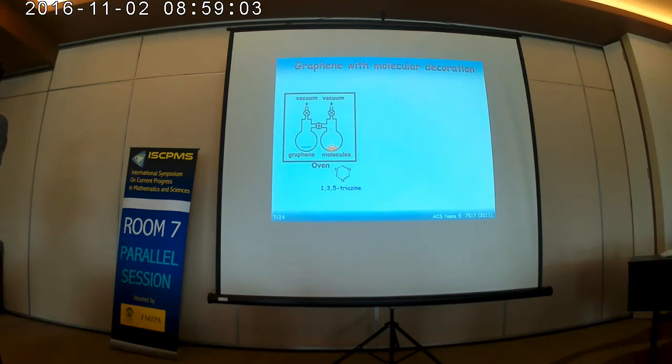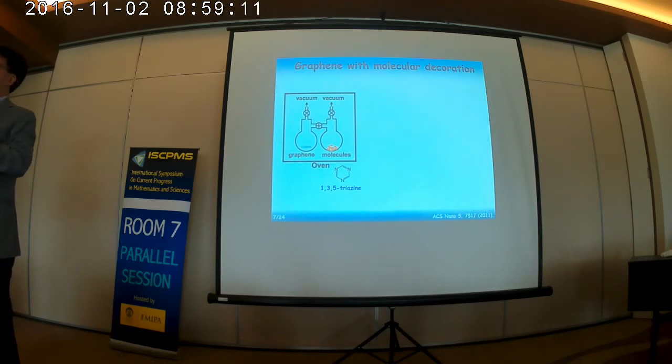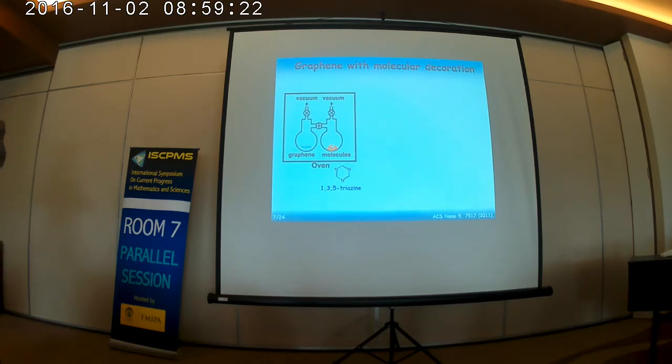And usually, there are two ways to chemically dope graphene. One is substitutional doping: you put nitrogen or boron atoms into the graphene lattice. And the other way is the simple absorption of molecules on top of the graphene surface.